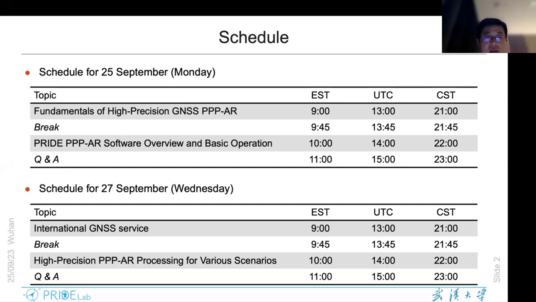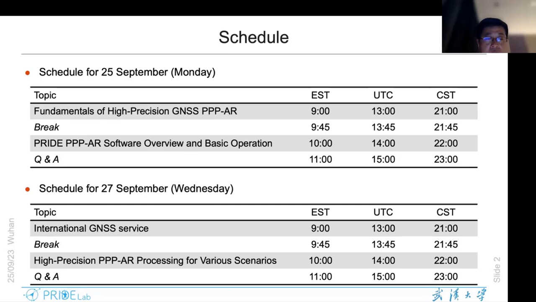The second part is going to have the basic introduction of the software structure and some basic operation to warm up. This will last for about 1.5 hours, and finally we will have about 10 minutes for questions and answers on how we can operate this software, and whether you have any questions on GNSS.